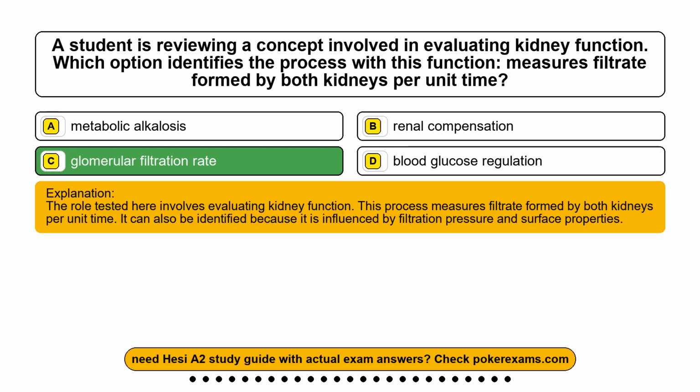The role tested here involves evaluating kidney function. This process measures filtrate formed by both kidneys per unit time. It can also be identified because it is influenced by filtration pressure and surface properties.